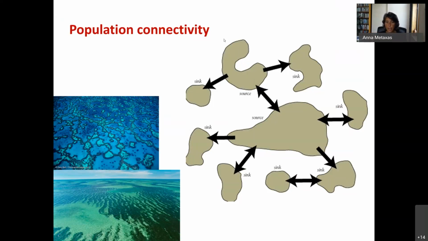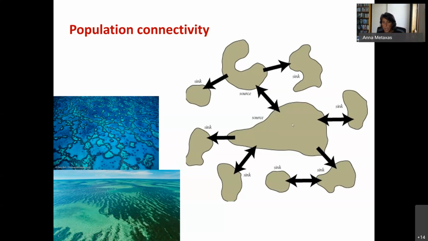So you may have patches like this one, which is called a source, and you can see that arrows are leaving this patch at all times. So individuals or their genes or propagules are dispersed from this patch, which acts as a source to a whole bunch of patches all around. The same with this one in the middle. Whereas this one, or even this one, for example, doesn't export, doesn't have an arrow leaving it. And so this is called a sink because it doesn't produce any connections to the outside.